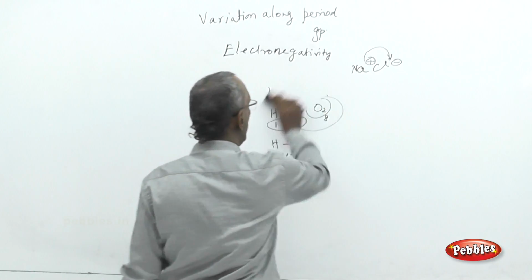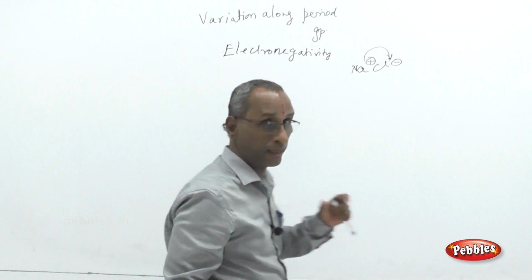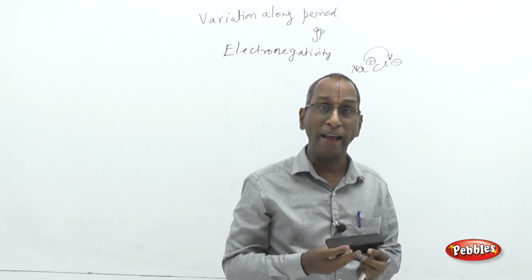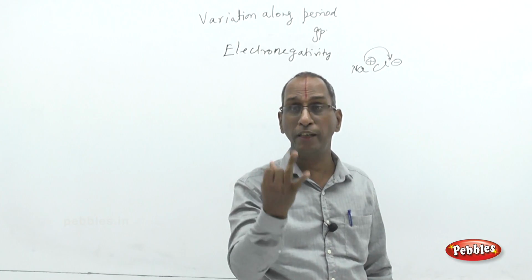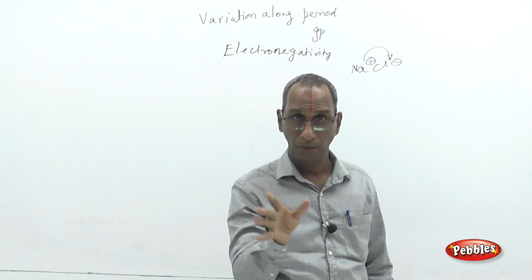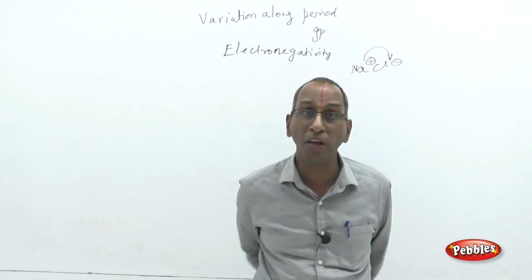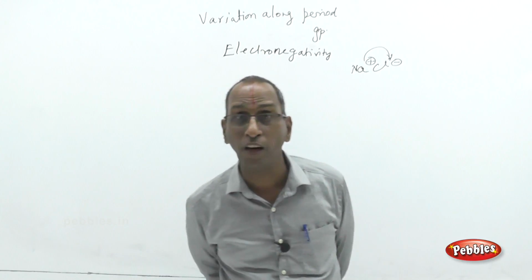So electronegativity is a qualitative term, unlike the other two terms. Standard questions would arise: ionization energy and electron affinity or electron gain enthalpy are energy terms. But electronegativity is not an energy term, it is called a power term. It is the power of attraction.